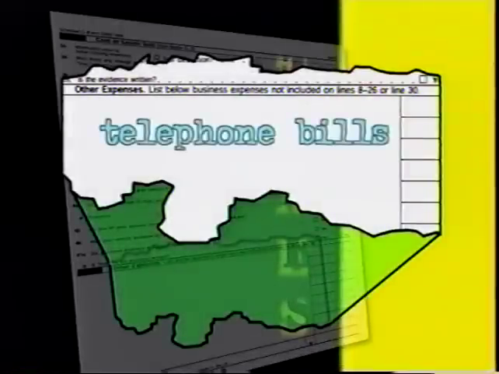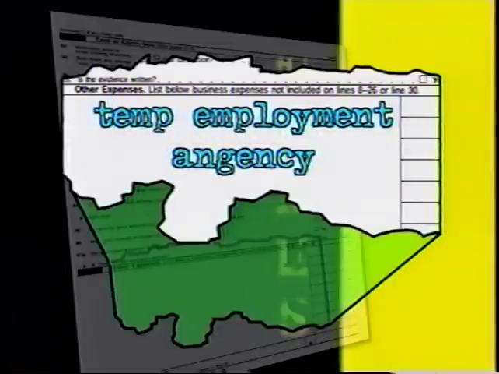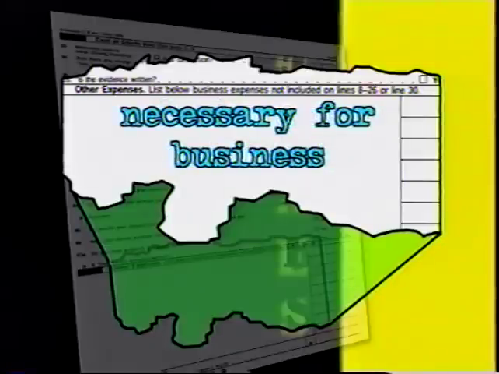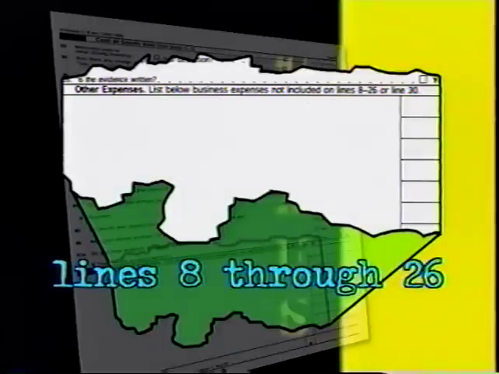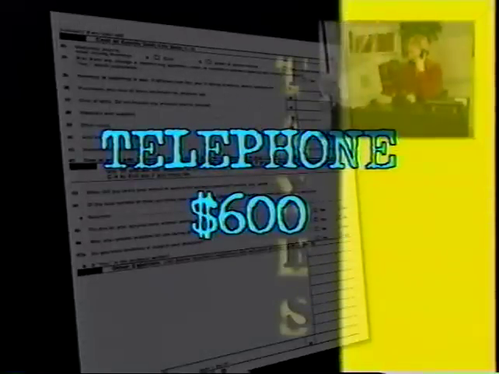Part 5 is just an area to list other expenses like telephone bills, postage and express, help from a temp employment agency, business-related books and periodicals, or anything else necessary for business that doesn't specifically fit in a category on lines 8 through 26. Vicky's expenses are phone bills that add up to $600.